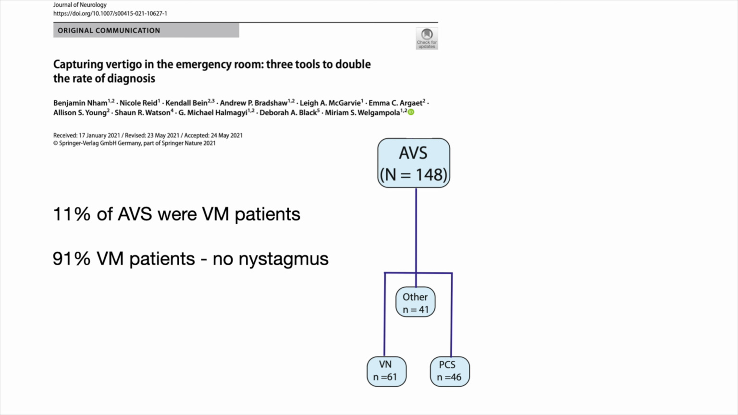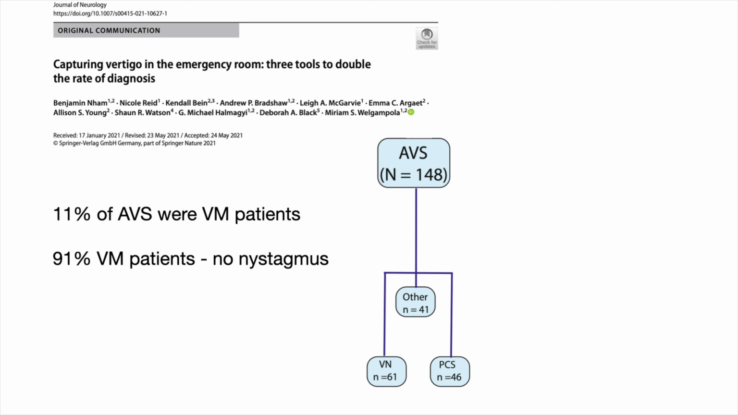Now, what might have happened if they did include different diagnoses? We get some insight into this when we look at a previous paper the same group published a year earlier. In this study, they didn't restrict it to only two diagnoses. They also diagnosed BPPV and vestibular migraine, which were in fact the two most common diagnoses, as well as vestibular neuritis, posterior circulation stroke, and also TIA and Meniere's disease. And when they specifically looked at their definition of the acute vestibular syndrome patient, they had 46 posterior circulation strokes, 61 vestibular neuritis, and 41 other diagnoses.